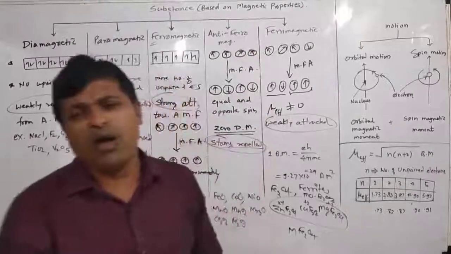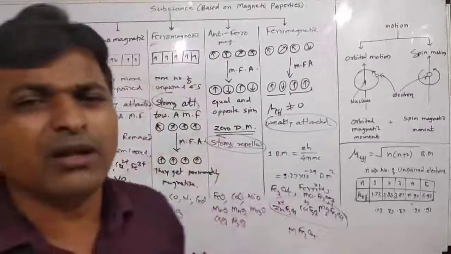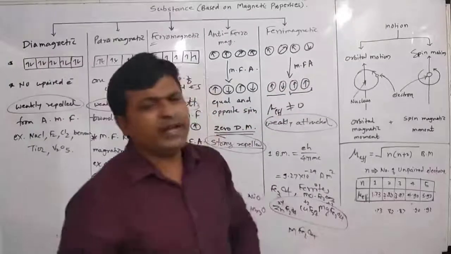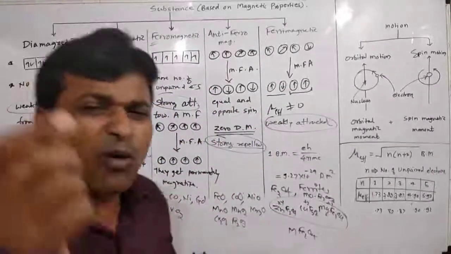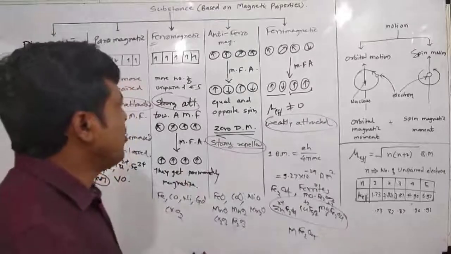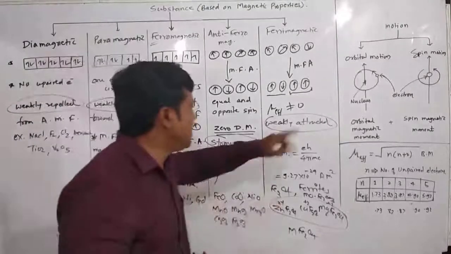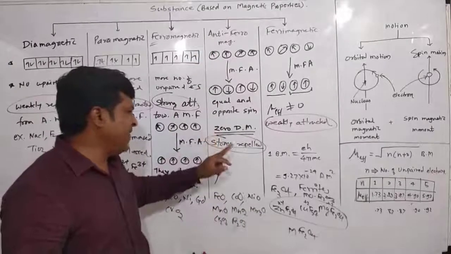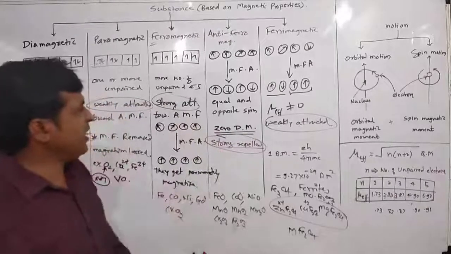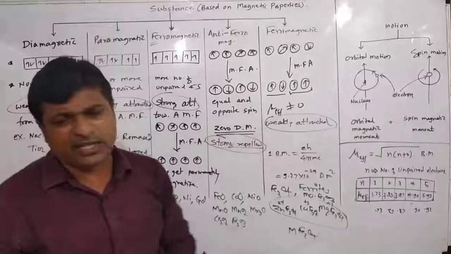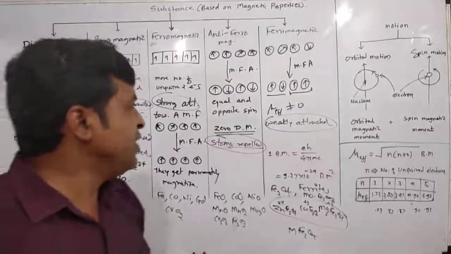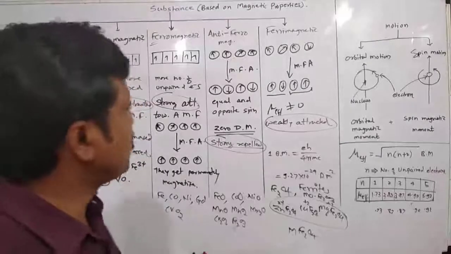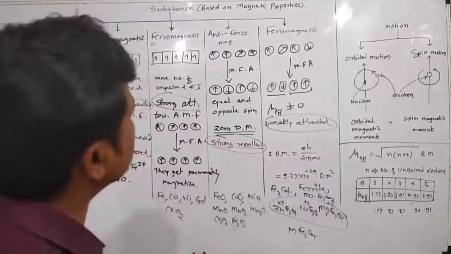Ferrimagnetic substances have unequal dipole moments, up, down, up, up. That is why they have a non-zero but small dipole moment, and hence they are weakly attracted. So antiferromagnetic substances have zero net dipole moment and are weakly repelled from an applied magnetic field. Ferrimagnetic substances have unpaired electrons and are weakly attracted towards an applied magnetic field.